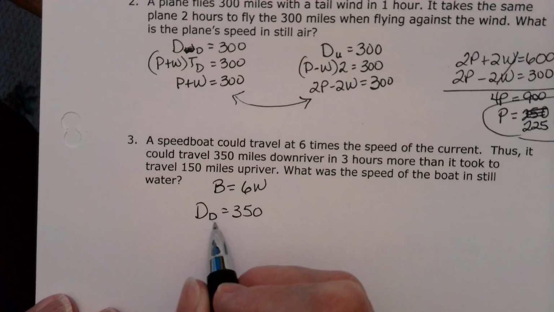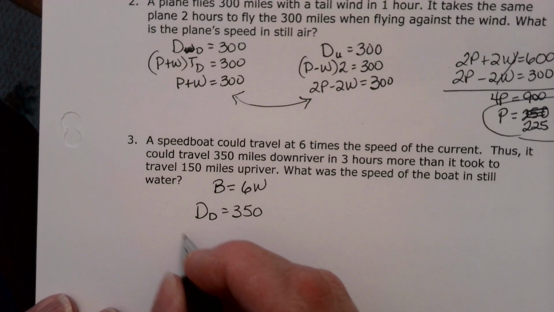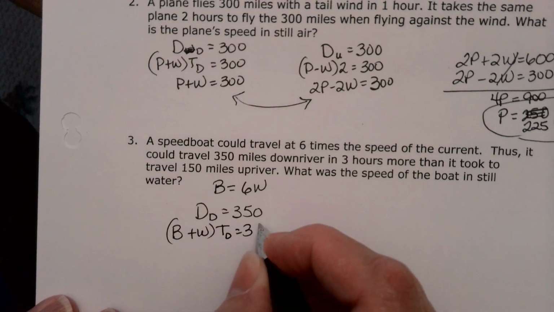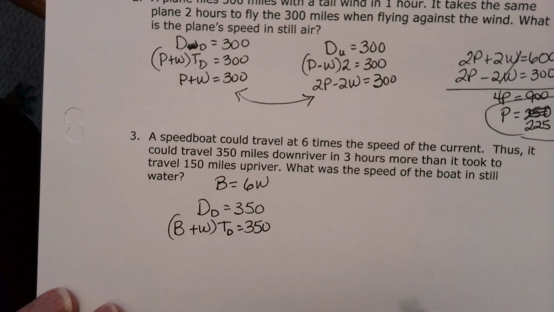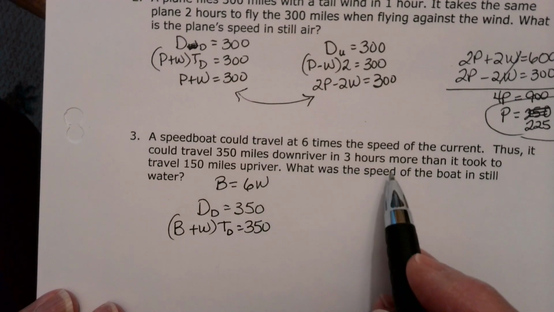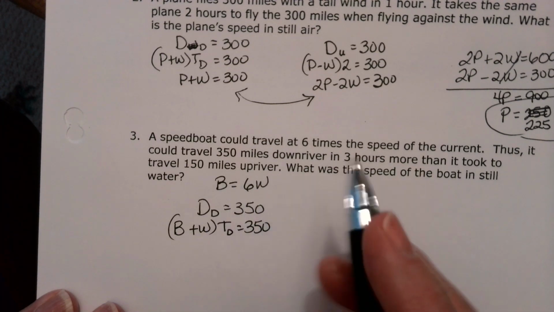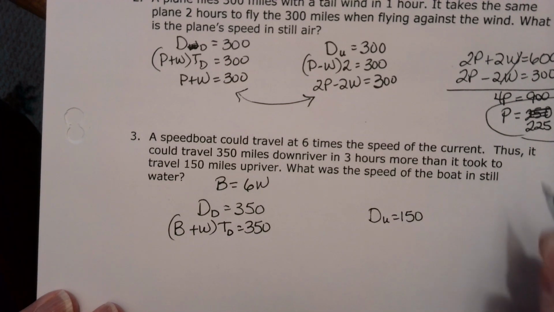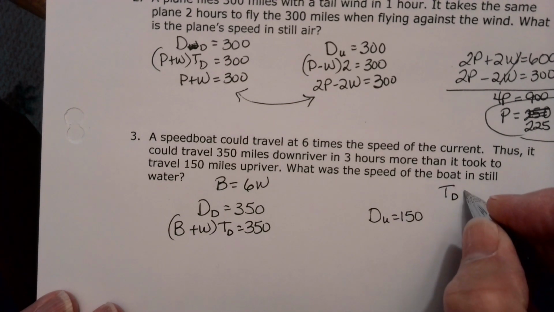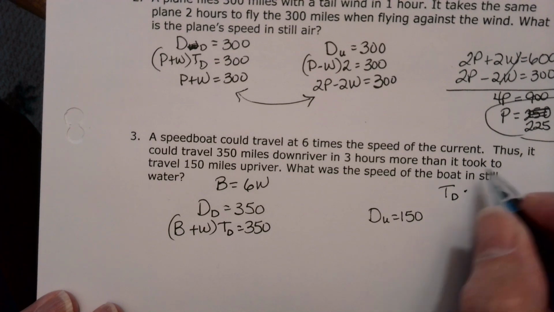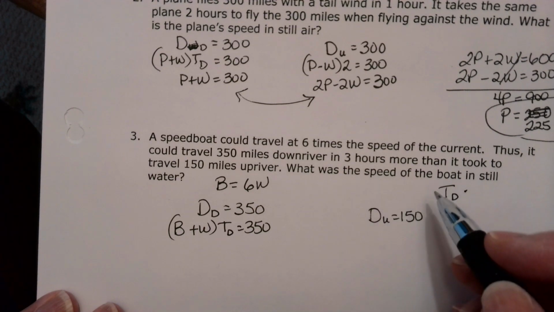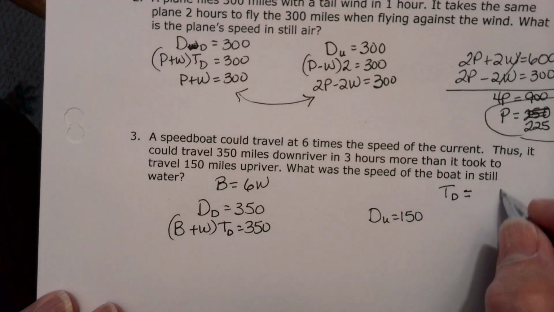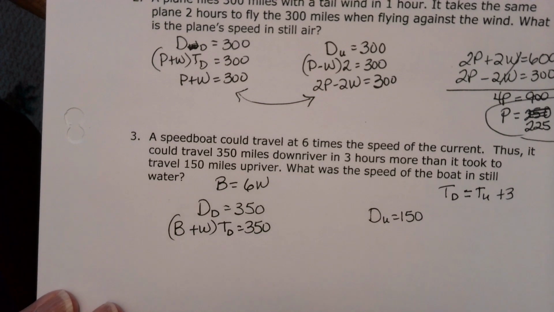So the distance down is going to be rate times time, but the rate here is going to be the boat plus the water, because when you're going downstream, the water is pushing you. So this is going to be boat plus the water times the time down equals 350. It said their time down was downriver in 3 hours more than it took to travel 150 upriver. Okay, so distance up is 150. And then it's telling us that time down, it could travel that mileage in 3 hours more than it took to travel 150 up. So time down is 3 more than time up.